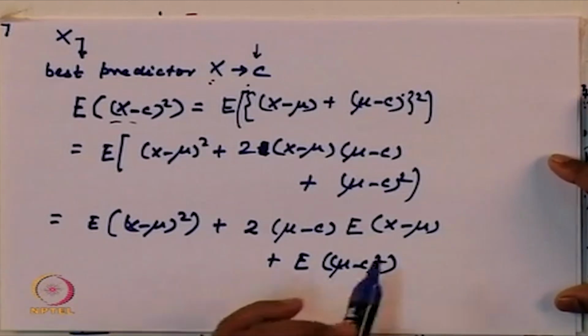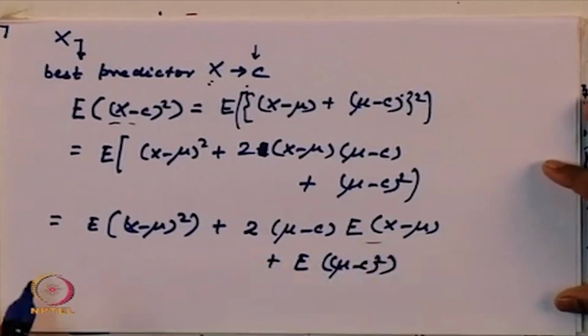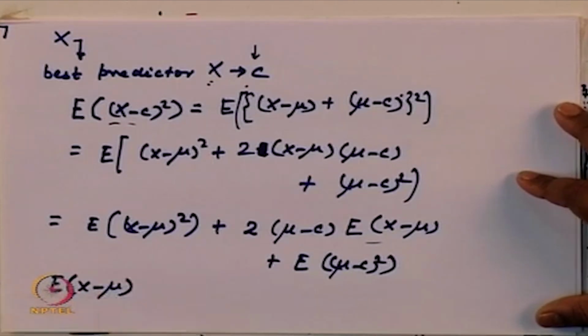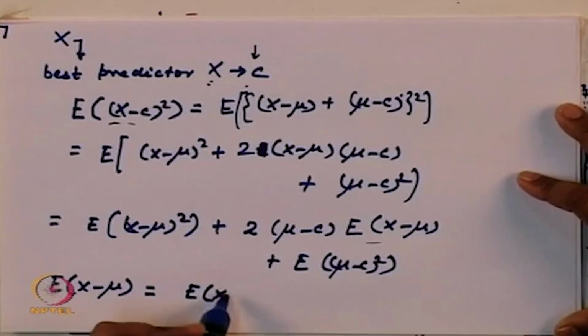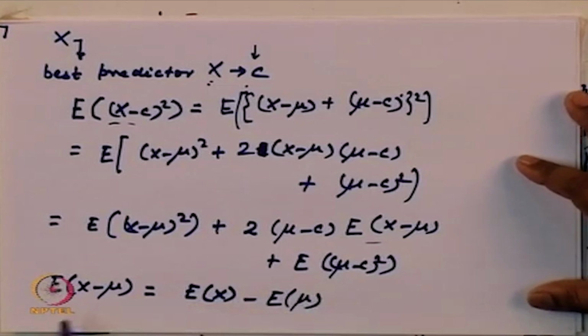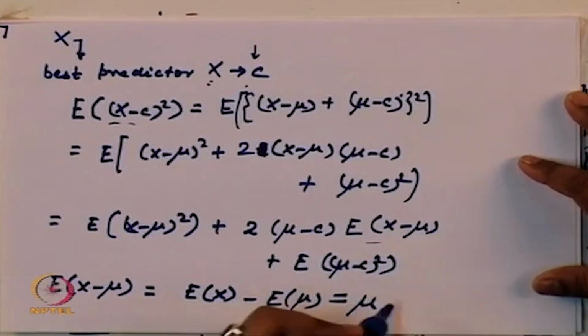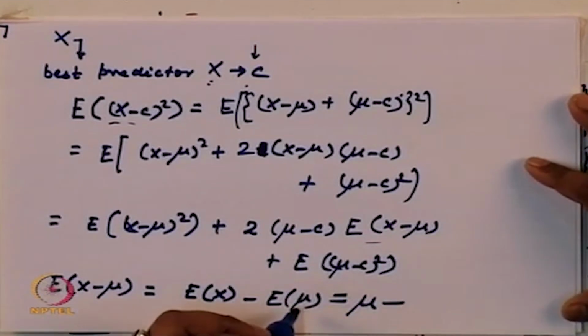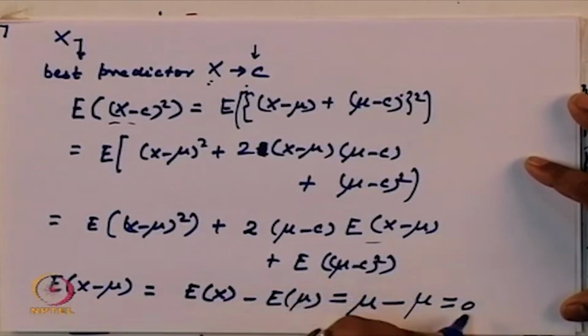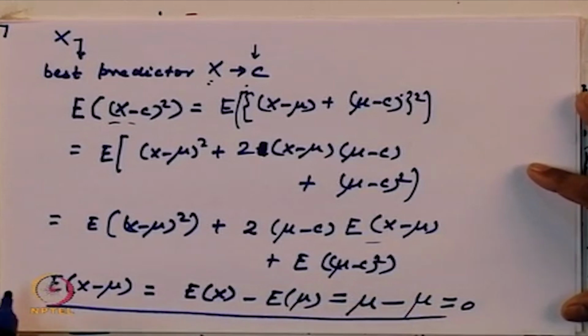Now, what is the value of expectation of X minus mu? Expectation of X minus mu is equal to expectation of X minus expectation of mu. What is expectation of X? It is mu. What is expectation of mu? Mu is a constant, so expectation of mu is equal to mu. So, expectation of X minus mu is simply equal to 0.